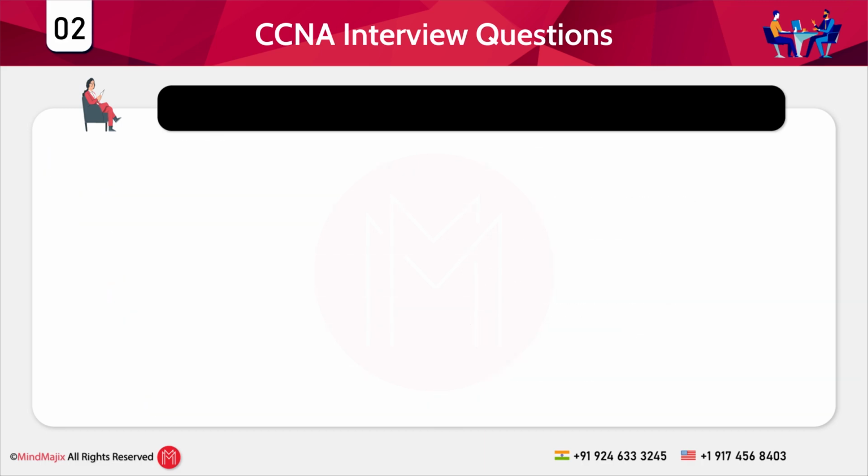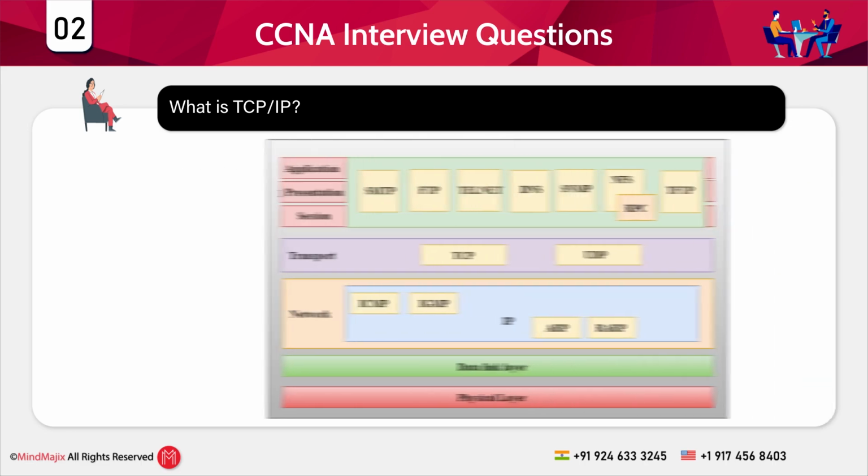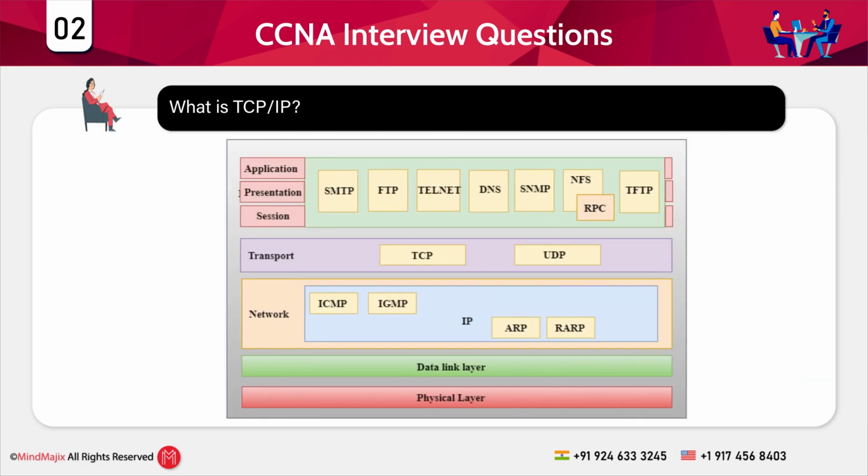Next, we have a question like what is TCP/IP? TCP/IP is a protocol stack or protocol suite which consists of 5 layers: physical, data link, internet, transport. In some documentation, it is mentioned as the network interface layer, meaning 4 layers only. But the more common representation of TCP/IP is where we have physical, data link, internet, transport and application layer. Every layer has its functions.